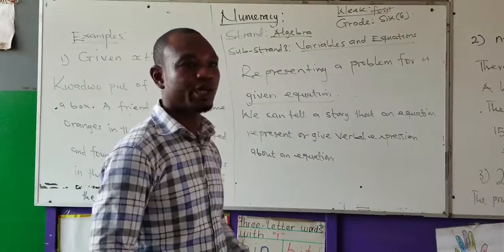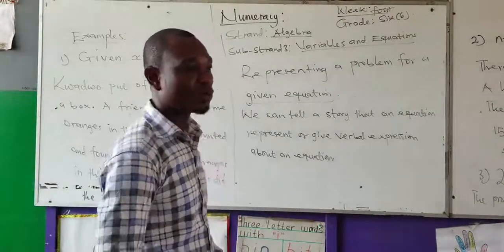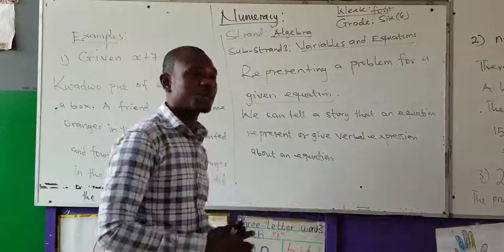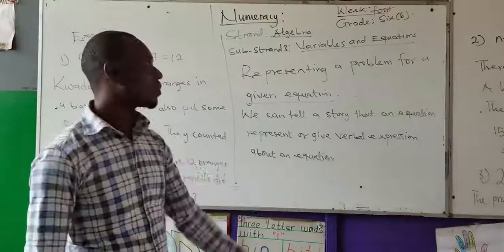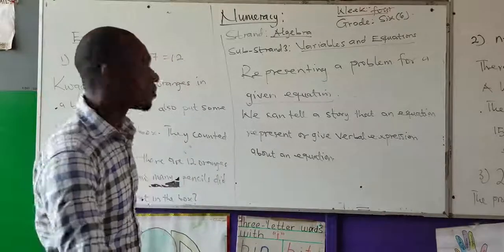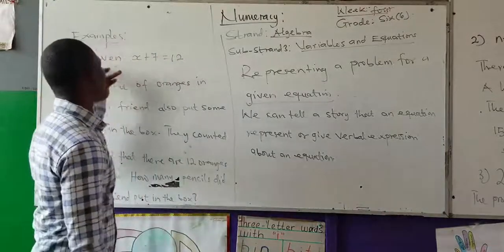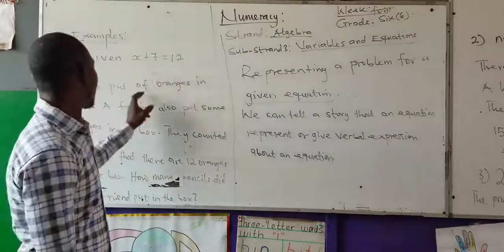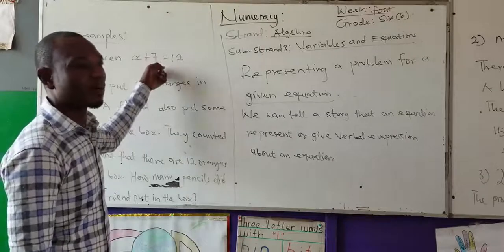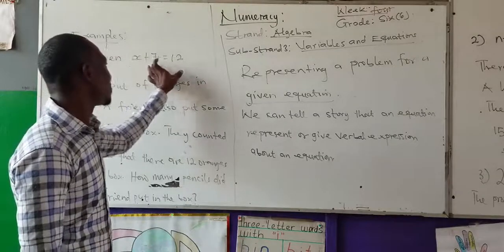Sometimes we need to think. This allows us to create, think, and come up with solutions for a problem. So we'll take a couple of examples here, and then based on that we'll go. So, for example, I have given an equation here: x + 7 = 12. This is an equation. How do we tell a story by using this equation?